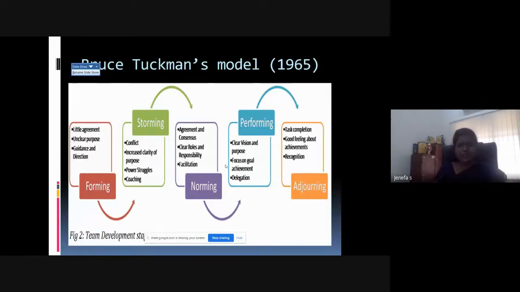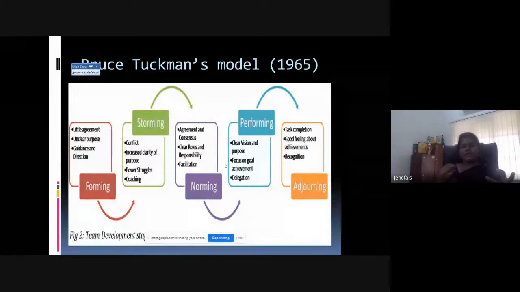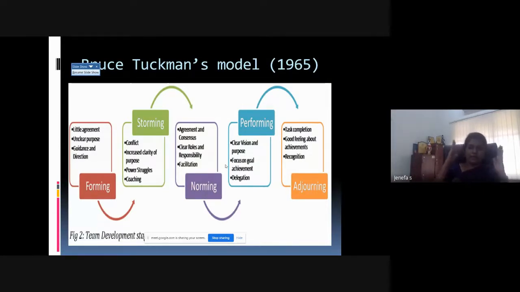And then performing. So now the fourth stage, actually they will execute the task. Okay, so they'll come to a consensus. They will understand their own responsibilities and roles, and they will start doing their work. And teachers also will be facilitating. And now they will start performing. They will do their work. They will execute the work. Now they have got clear vision and purpose.